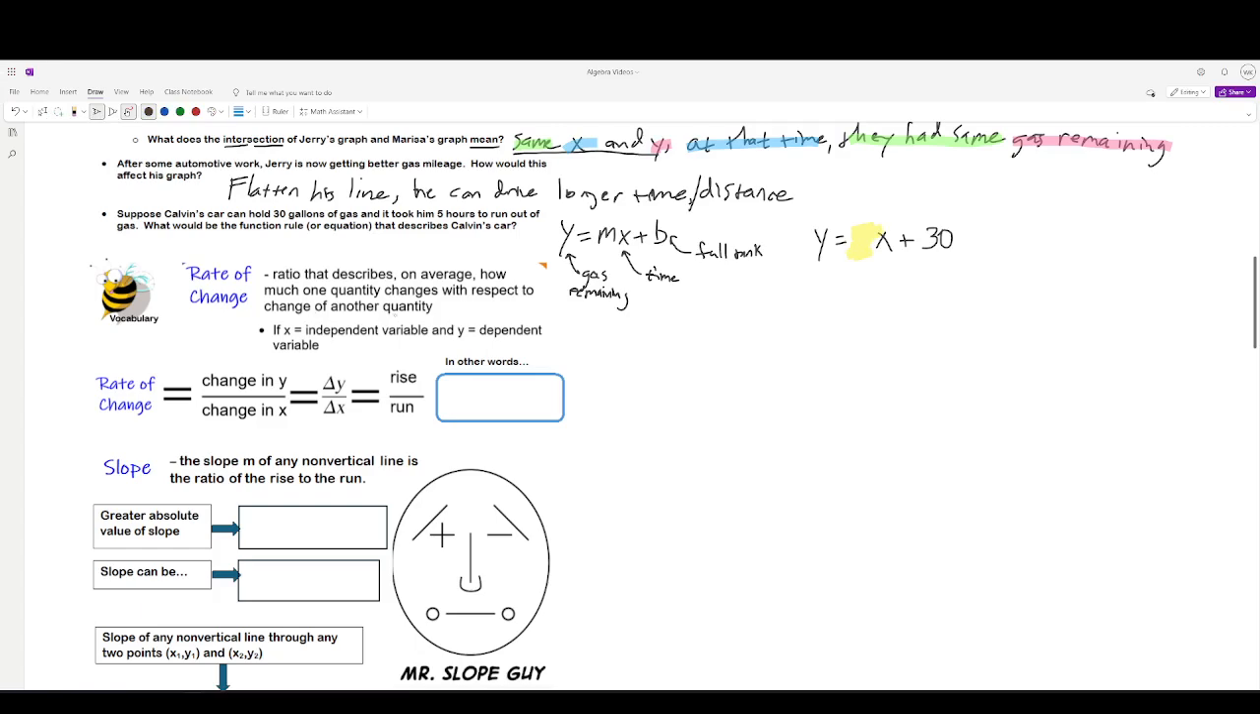So rate of change is a ratio, so that just means a fraction that describes on average how much one thing changes with respect to another. In this case, rate of change, we often call on a graph rise over run. We also can say that rise on a graph is the change in y. Change in y is the same as rise, and change in x is the same as run.